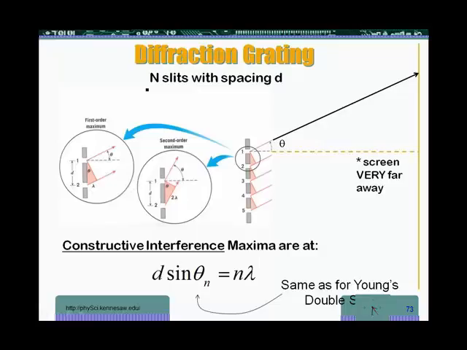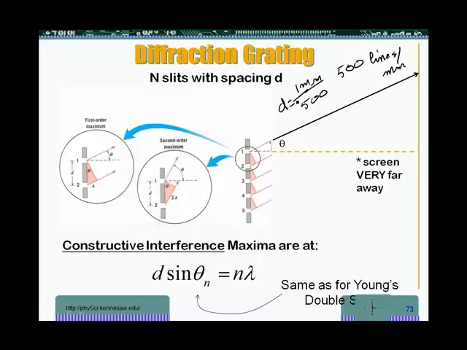Usually the way the gratings are labeled, like 500 lines per millimeter, means that we have 500 slits in every millimeter. Now, to get d in that case, we need to divide the 1 millimeter by the number 500. That would be our d, the separation of the slits.